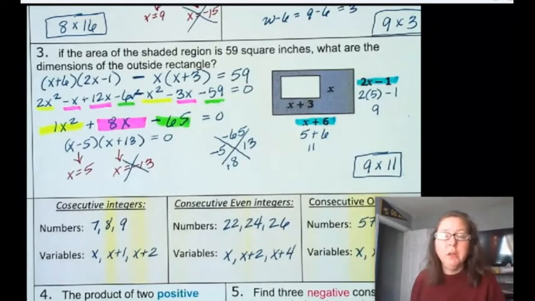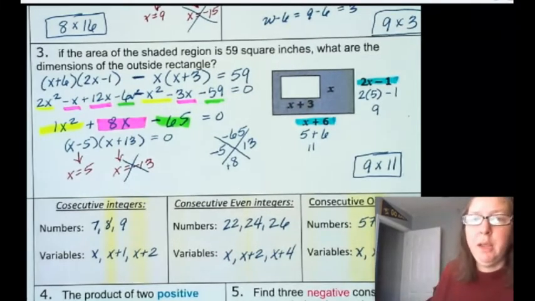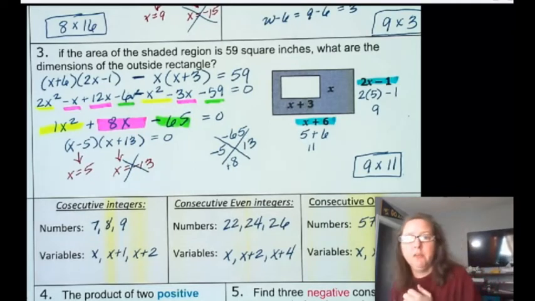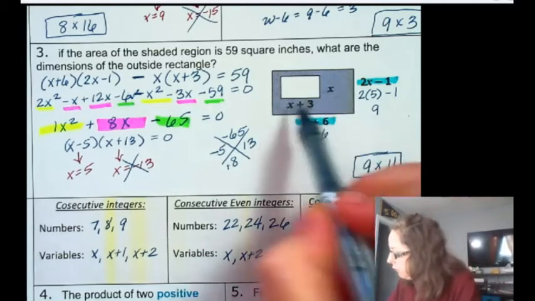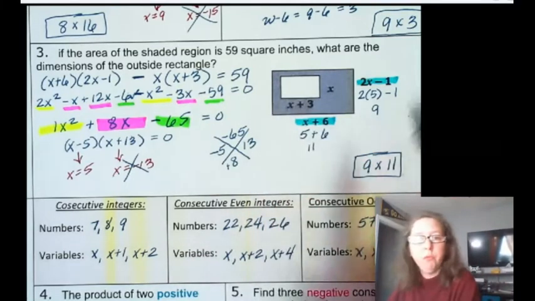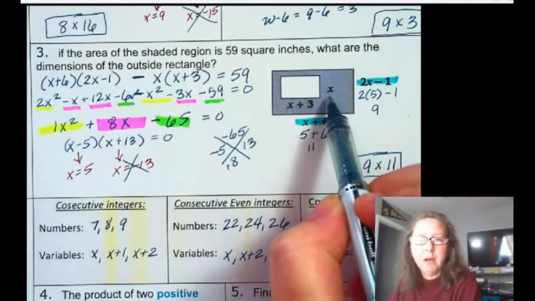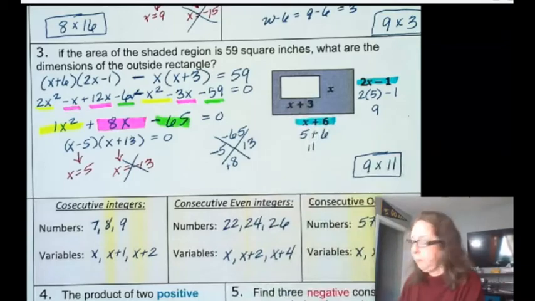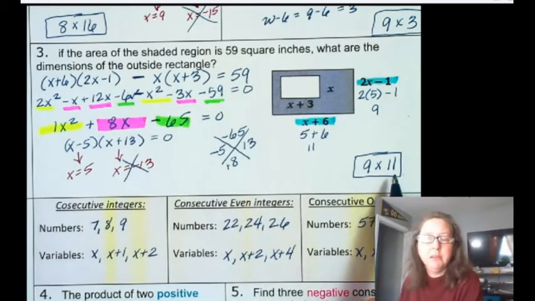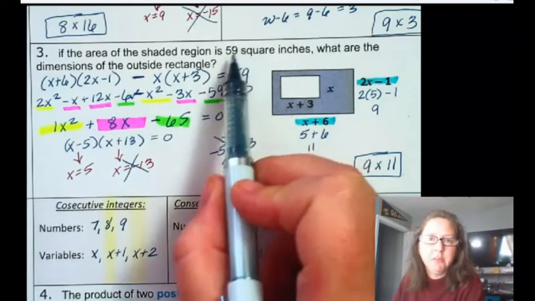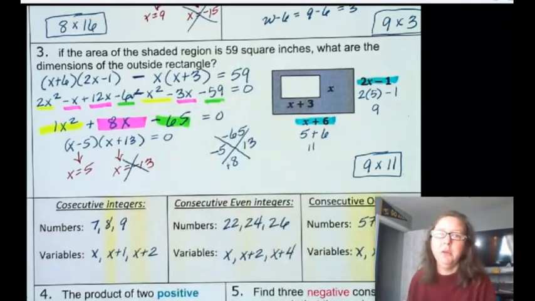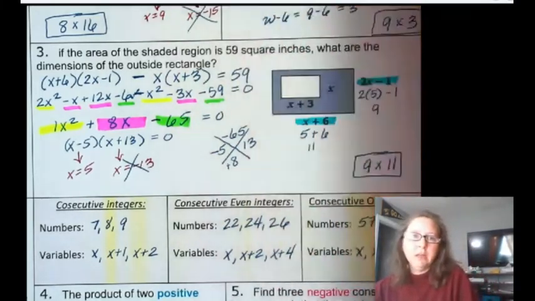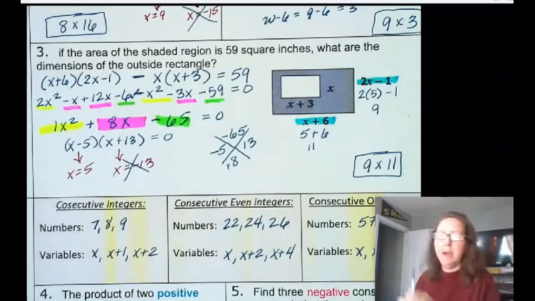If for some reason you wanted to double check in any way that the area of only the shaded region does come out to 59, we could also find the area of the little rectangle using the value of x equals 5. So this would be 5 times 8, which is 40. What is 99 minus 40? And it does come out to equal that 59 square units, okay? Alrighty, so we are all done with our area problems for today.